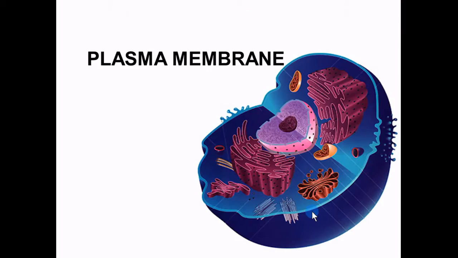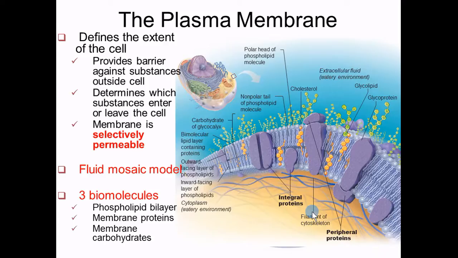Let's start with the plasma membrane. Right? So the plasma membrane, when you're looking at it, there's some keys here. First, it defines the extent of the cell. It defines the outside barrier of the cell. It separates the internal environment from the external. I keep saying that, so it must be really important, right? Another key is that it's selectively permeable. It lets some things pass through, but not everything can pass through. Permeable means that things can move across. Selective means only certain things can move across. So it determines which substances go in and which substances can't go in, right?